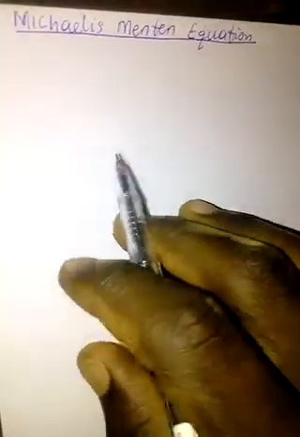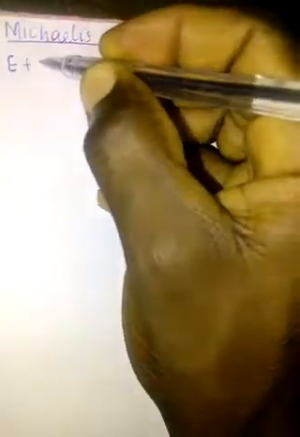The Michaelis-Menten equation is for an enzymatic reaction, which is an equilibrium reaction. Say we have enzyme E, let's represent the enzyme as E, reacting with substrate S.